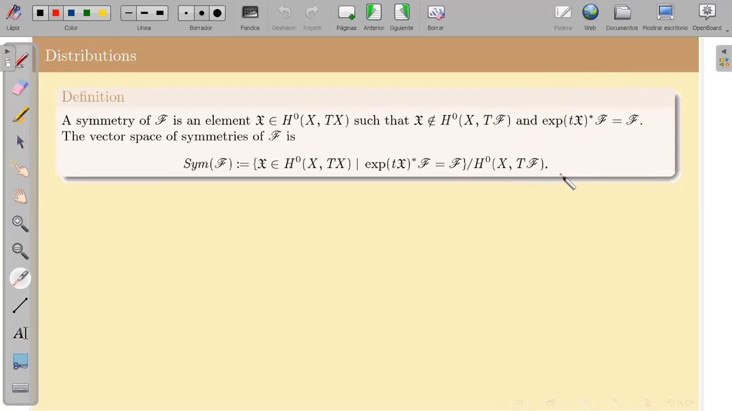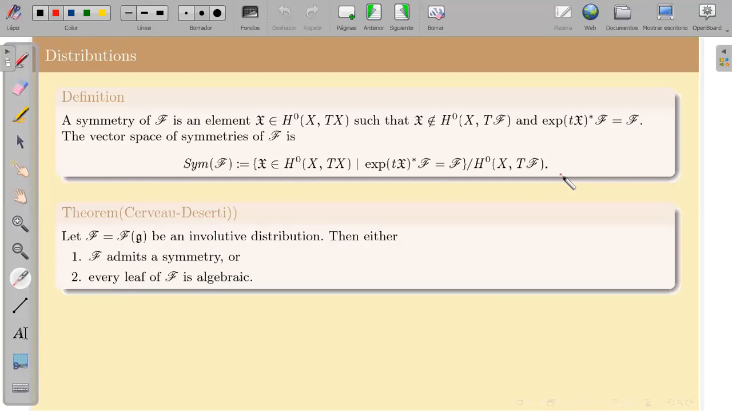So what is particular about these foliations that I wanted to tell you is this theorem here, which I believe is due to Cerveau and Déserti, which says that if we have such a foliation, such an involutive distribution, then either it admits a symmetry or every leaf of F is algebraic, which is, to me, highly non-trivial and particular, because general foliations do not satisfy this.